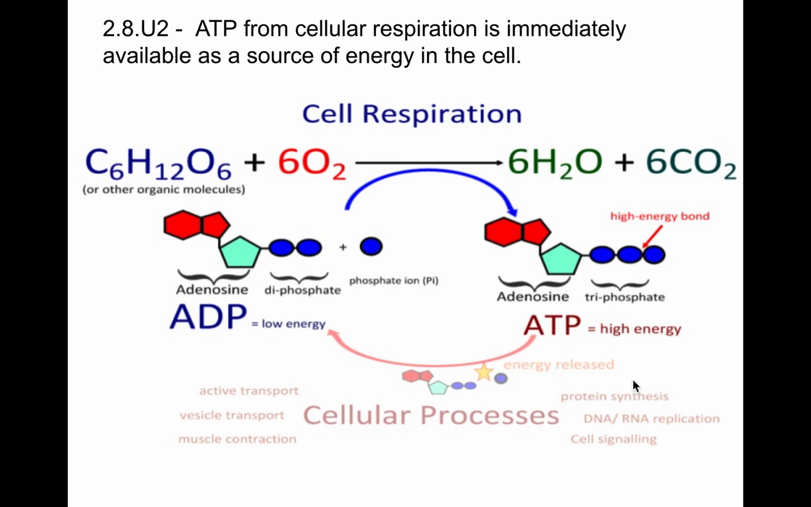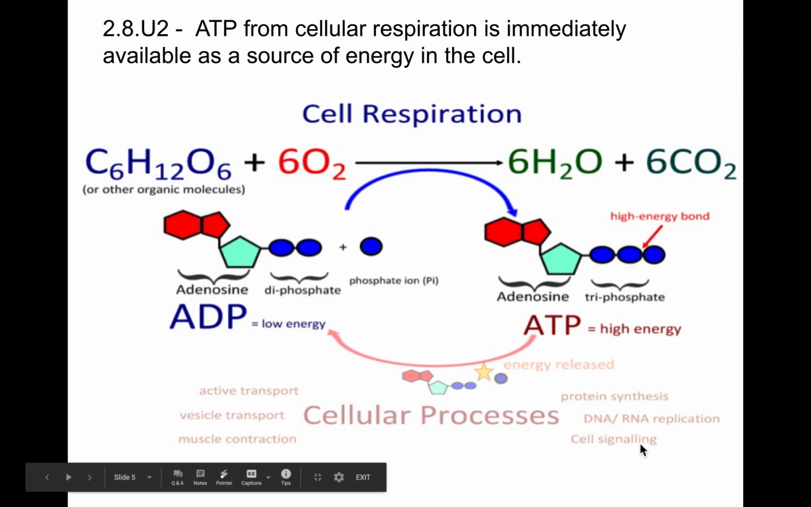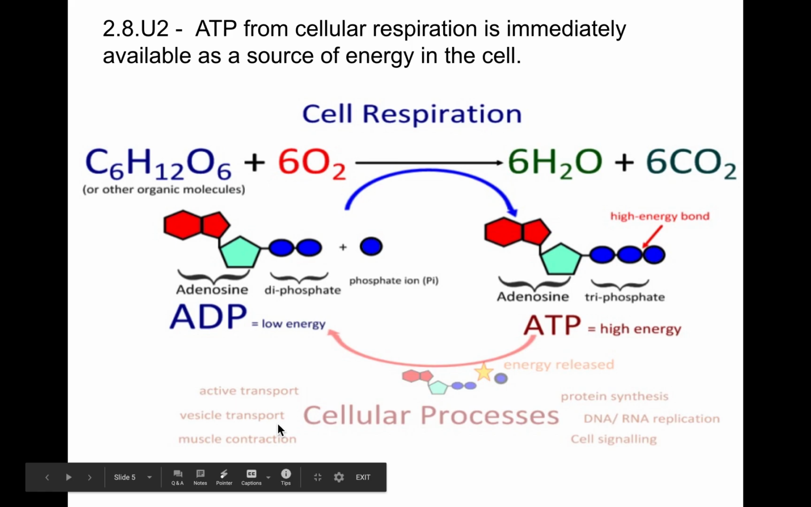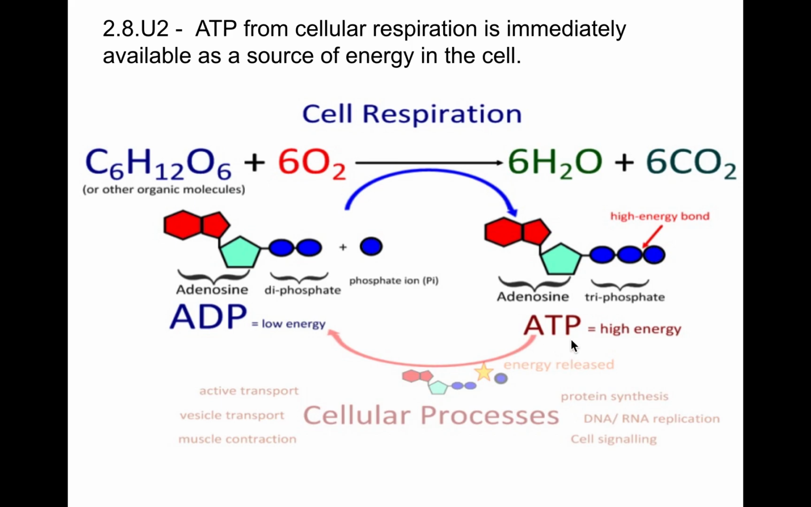Some things like protein synthesis, making our proteins, DNA and RNA replication, cell signaling, so cells communicating with each other, active transport, vesicle transport across a membrane, and muscle contractions. All of these things require ATP, so it's super important that our body does this process.